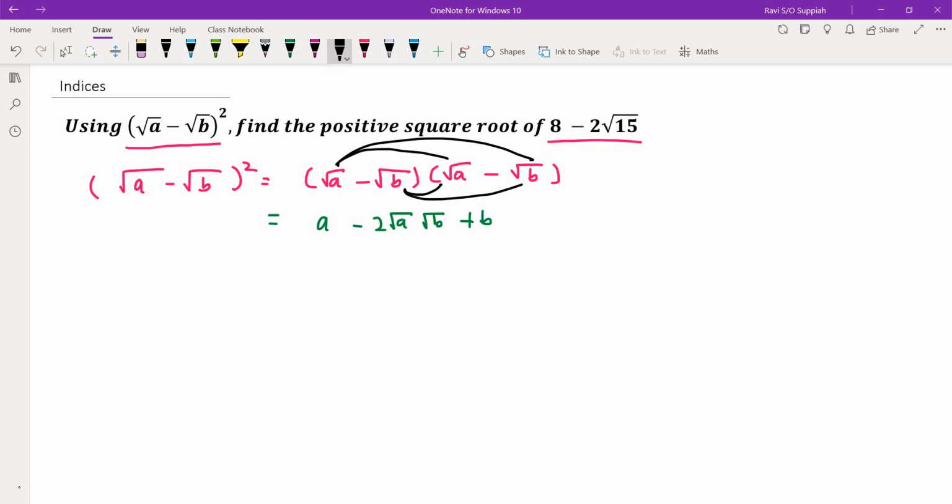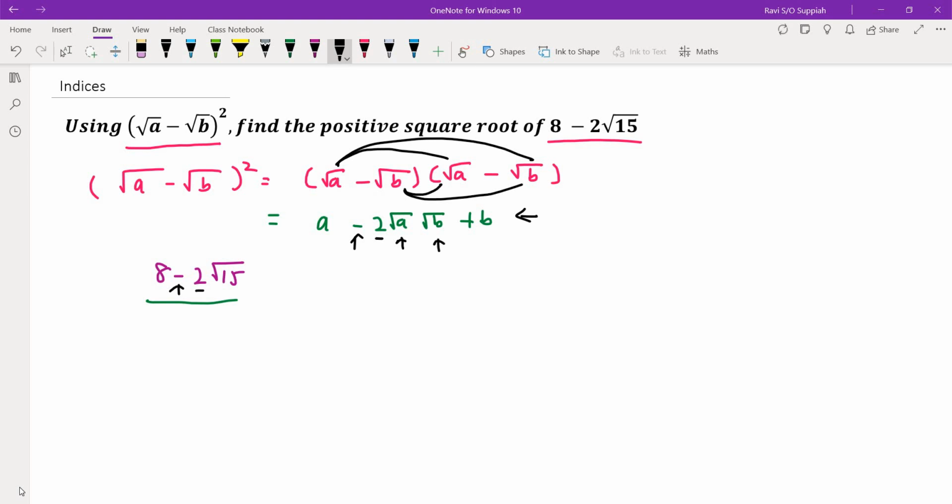Now let's look at the expression we are given, 8 minus 2 root 15. What we're trying to do is see how I can rearrange this expression to look like the one we have over here. We can see that there is already a 2 over here, so there is some similarity. There's also a minus here. Now what we need is the a and the b, so we need to figure out what a and b should be.